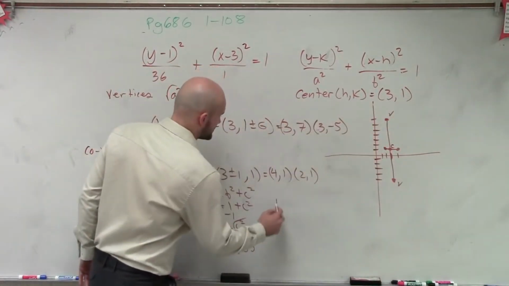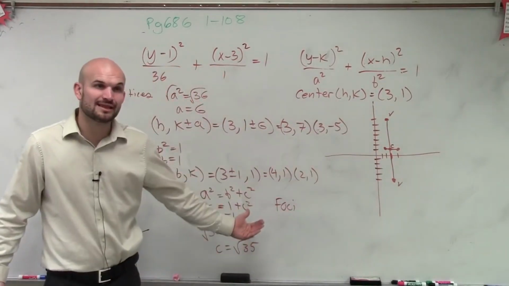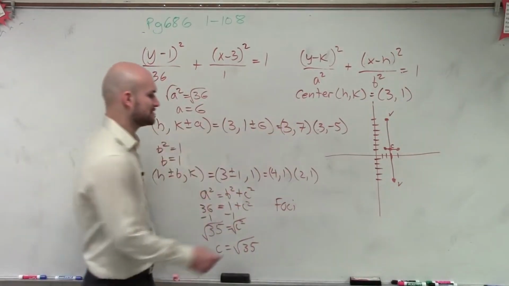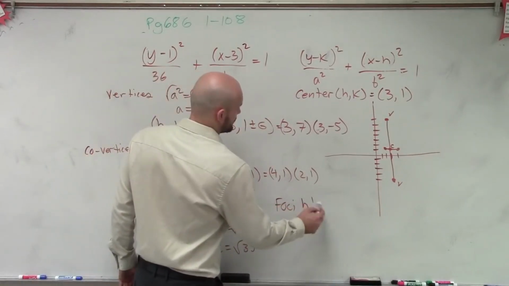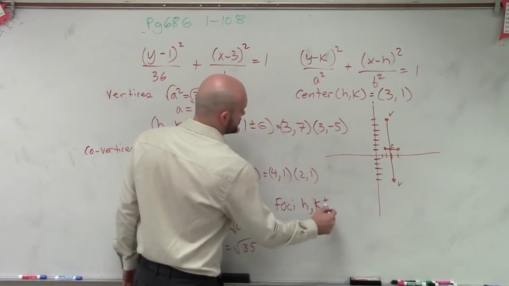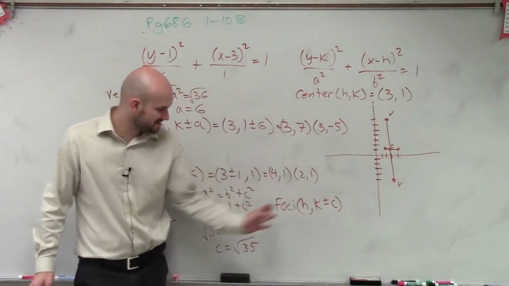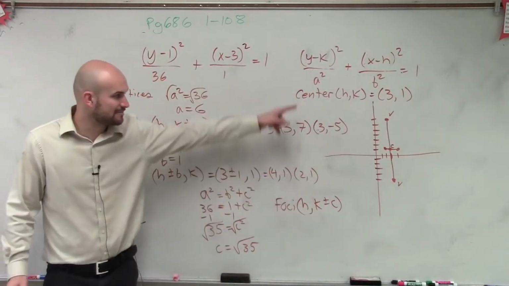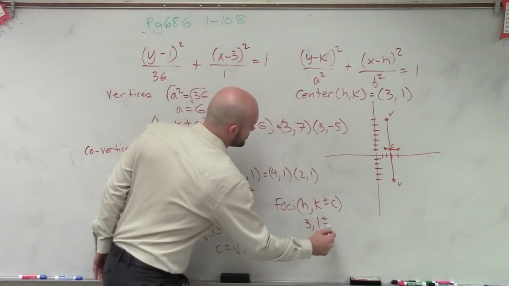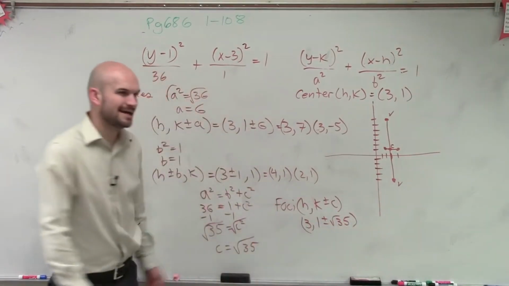So anyways, just to give you guys the general formula, since this is a vertical ellipse, I'm going to be adding or subtracting c to my k coordinate: h, comma, k plus or minus c. Now, we're going to come into a little bit of a problem here because we can't add the square root of 35 to my k coordinate. But anyways, it'll look like this: 3, comma, 1 plus or minus the square root of 35. Now, I can't evaluate this.